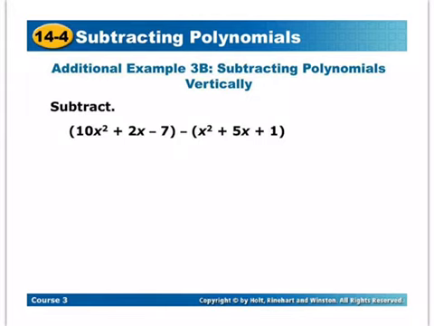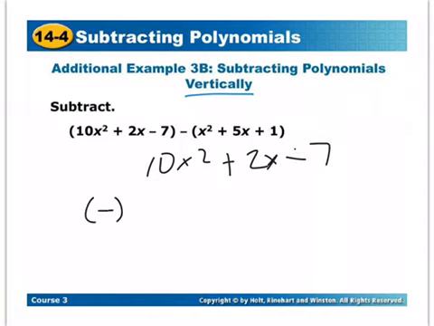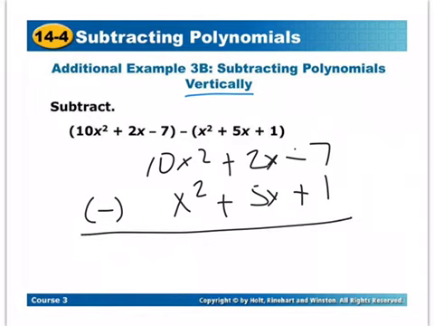Okay, so let's see how you did. Now you'll notice in this one it actually tells me to answer the problem vertically. So I'm going to rewrite this in a vertical fashion. We'd end up with 10x squared plus 2x minus 7. And then we'd have a little minus out here. Then we've got x squared plus 5x plus 1. And that's what we're going to add together.